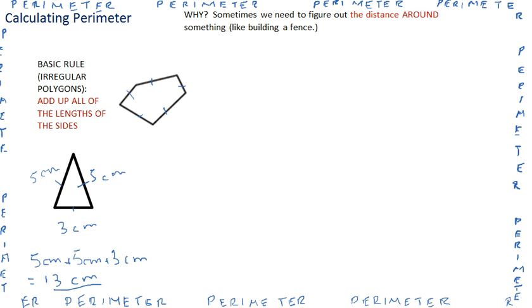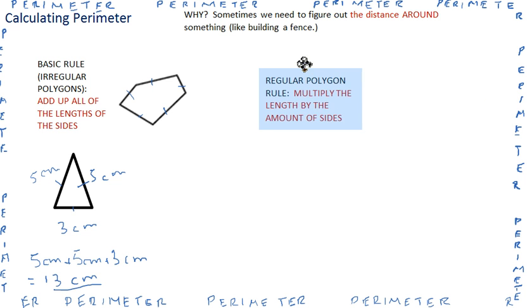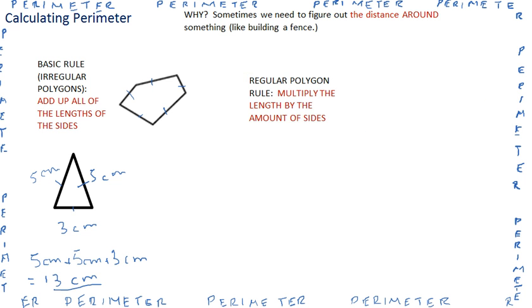For regular polygons, there's just kind of a special rule though. So regular polygons are polygons with all equal length sides. For example, a square is a regular polygon because all 4 sides are equal. This side is equal to this side, equal and equal. If this is the case, then I don't need to know all of the lengths. I just need to know one. So for example, say this is 4 meters.